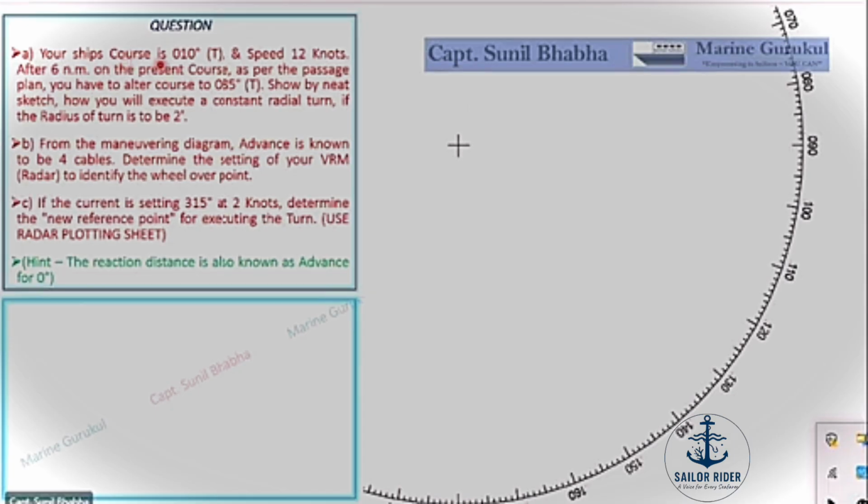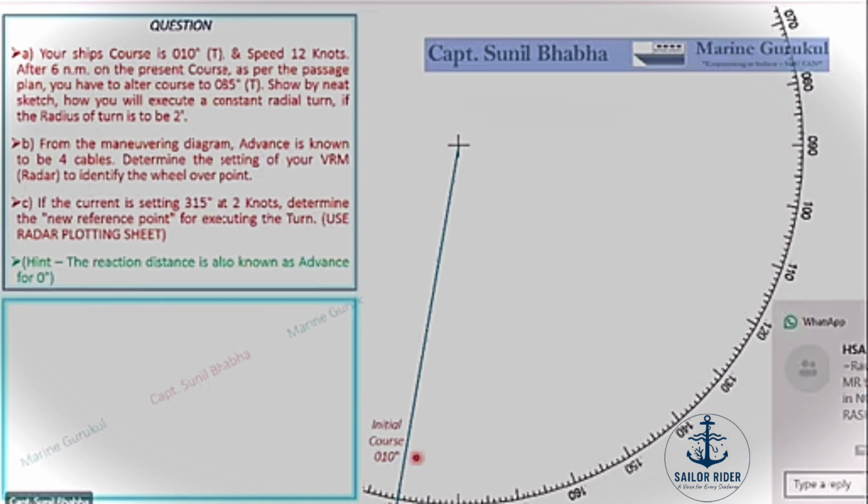Now our ship's course, initial course, is 010 degrees true. Now let's plot the initial course of the ship. You can see the initial course 010 coming up. Now what I have done is I have joined the 190 marking with the center of the radar plotting screen. So that tells me that this particular direction is 010 direction, and the vessel is moving toward the center of the radar plotting sheet.